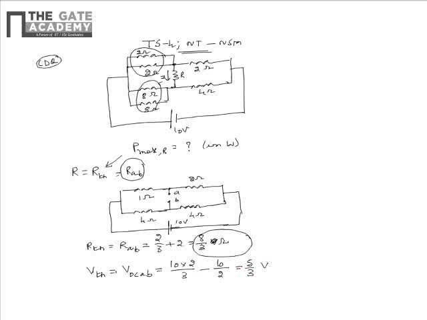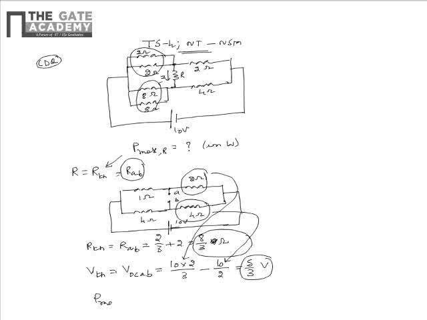This is by voltage divider rule. The drop across the 2 ohm resistor is 20 by 3 volts, and the drop across the 4 ohm resistor is 5 volts. From this we see that the Thevenin's voltage is 5 by 3 volts.